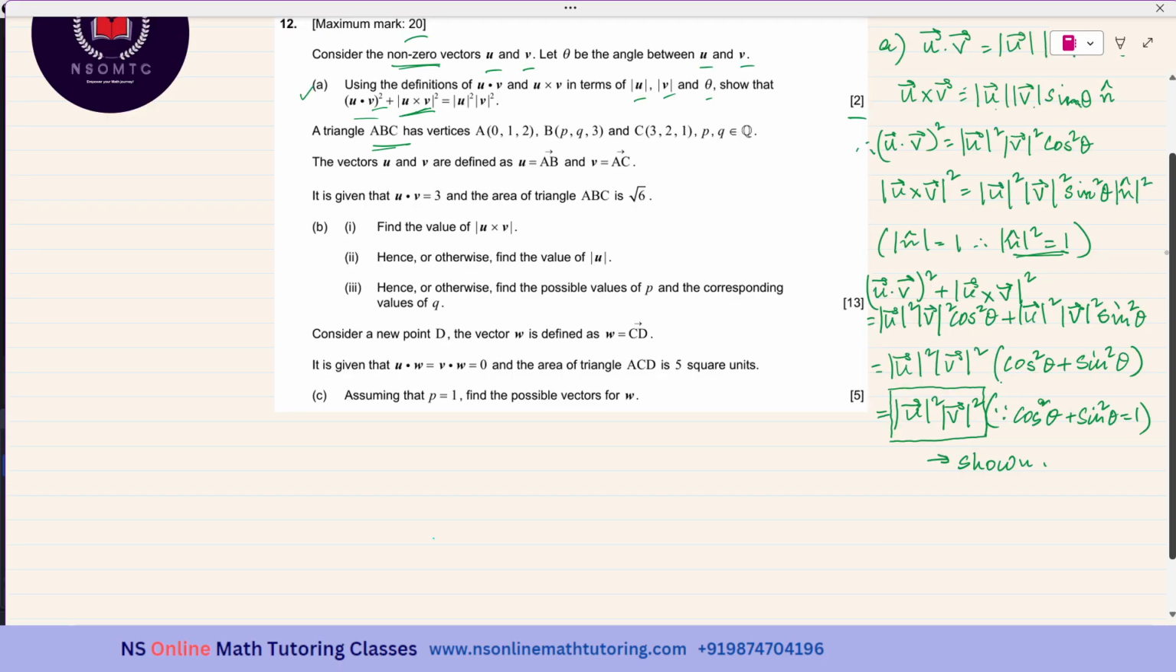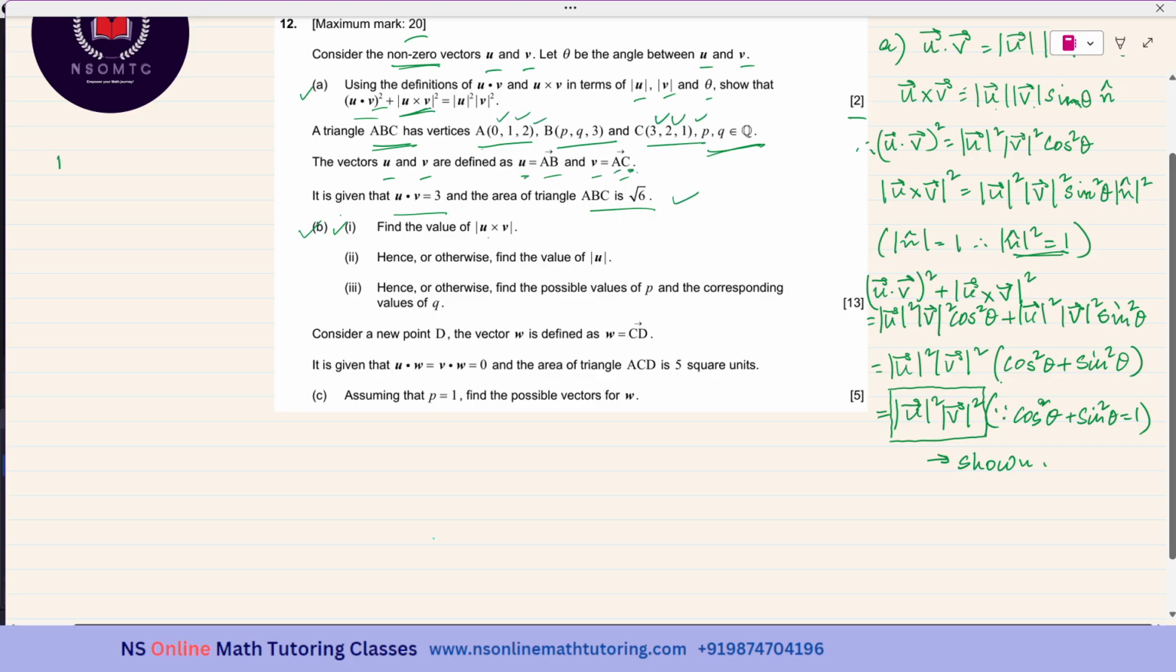A triangle ABC has vertices A with coordinates (0, 1, 2), B with coordinates (p, q, 3), and C with coordinates (p, 3, 2, 1), where p and q are rational numbers. The vectors u and v are defined as u equal to vector AB, and v equal to vector BC. It is given that u dot v equal to 3 and the area of the triangle ABC equal to square root of 6. Subpart B has 3 further subparts. The first subpart i is saying find the value of the magnitude of the u cross v vector.